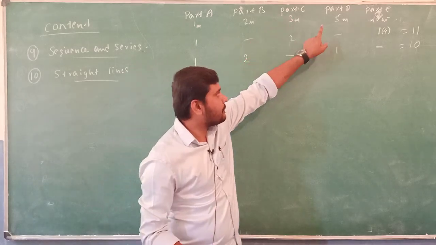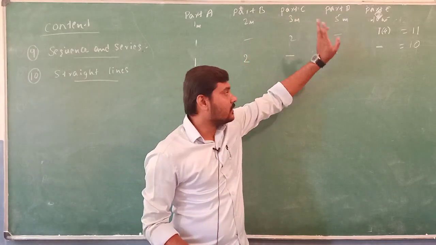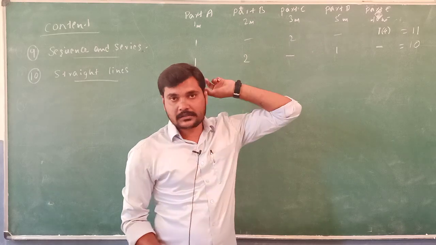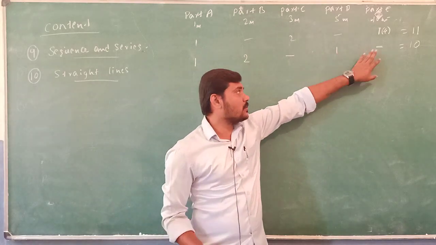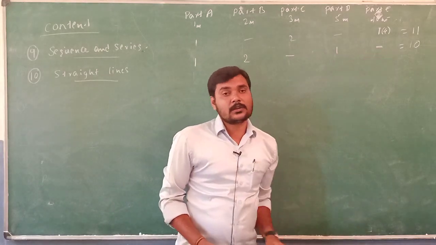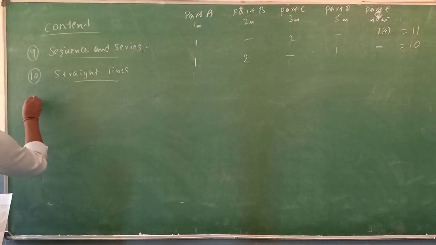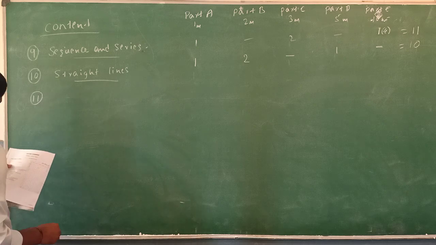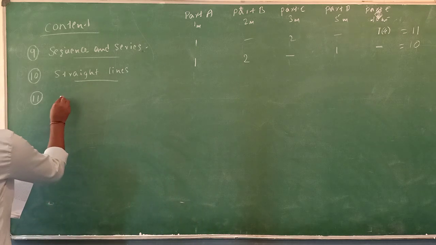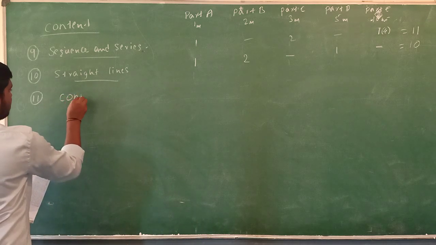In part C, 3 marks, there will be no questions. In part D, which is allotted for 5 marks, we have one question in the chapter straight lines. Then the total number of marks is going to be 10 marks. So the 11th chapter is conic section.